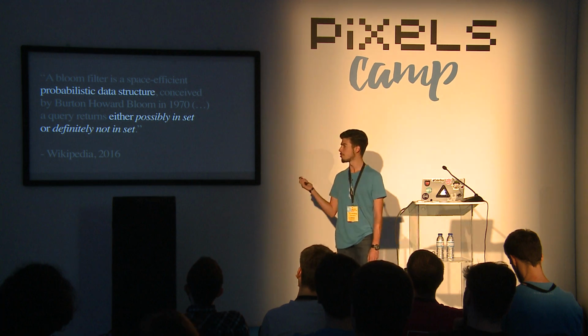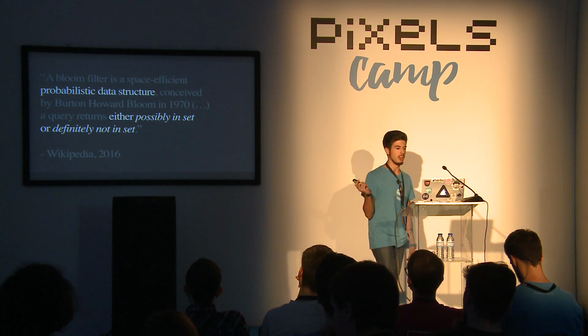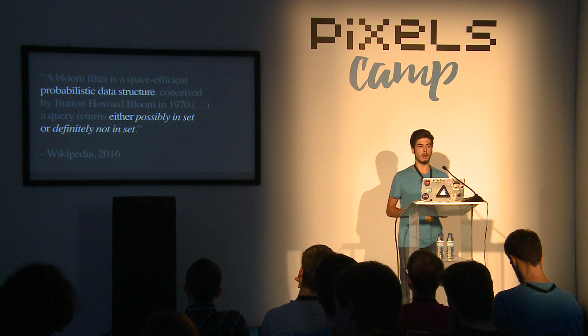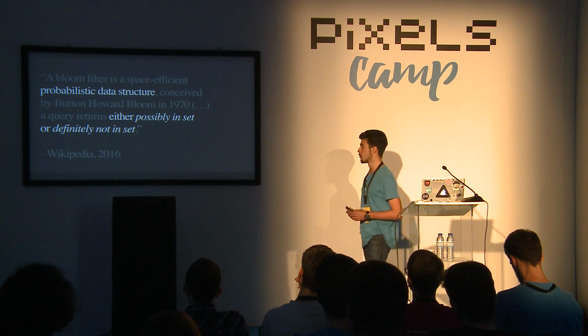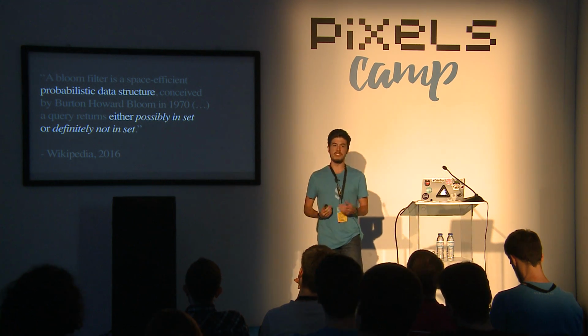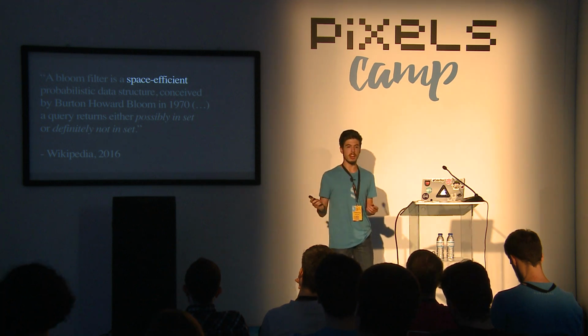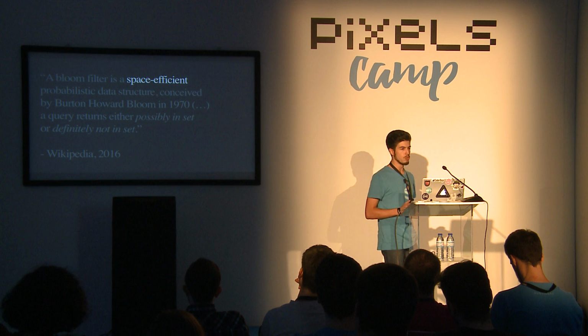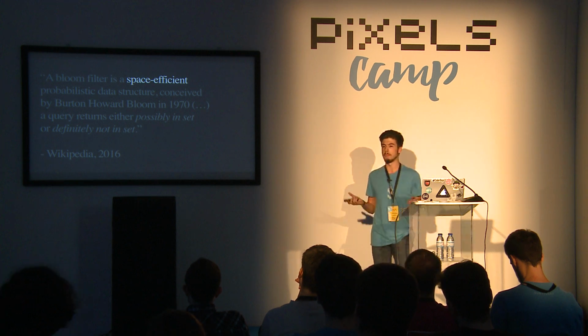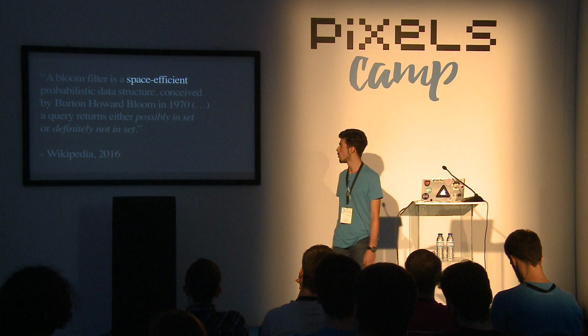We either get possibly in set or definitely not in set. Since we have this probabilistic nature within our Bloom filter, what's the advantage? Well, it's all about space efficiency because we can fit gigabytes of data into just a tiny array, and we can get a megabyte of it. It's pretty okay to assume that.